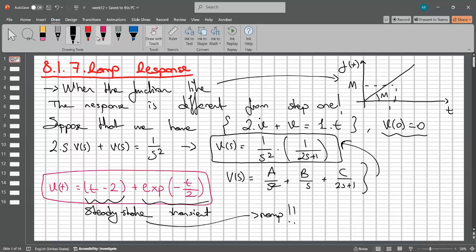Okay? And so if we apply this system to ramp signals, and the ramp signals are just like this, we always have a steady state error here. Okay?